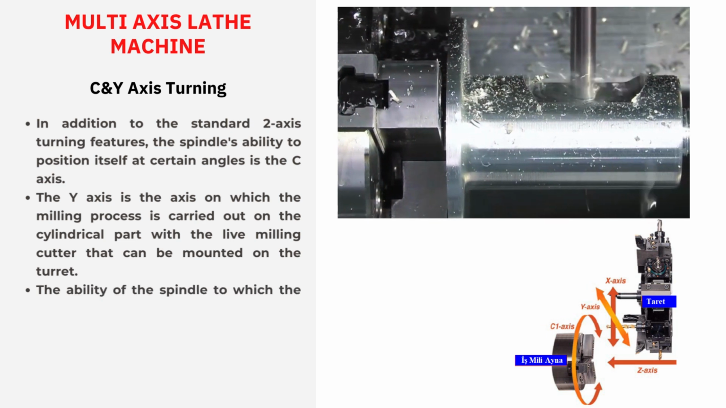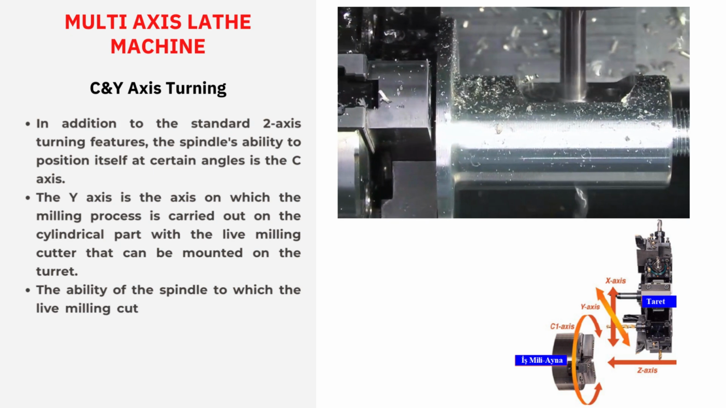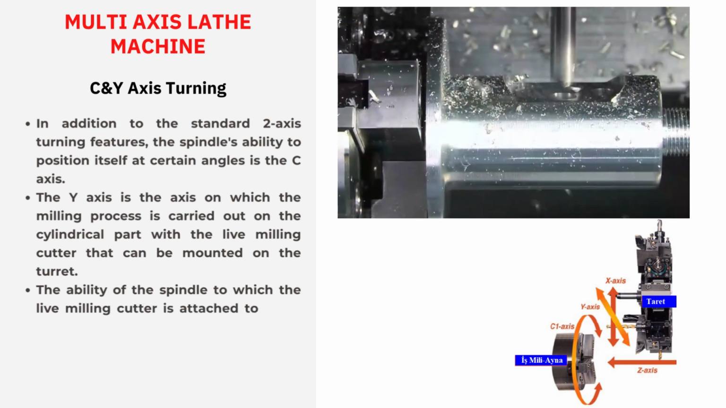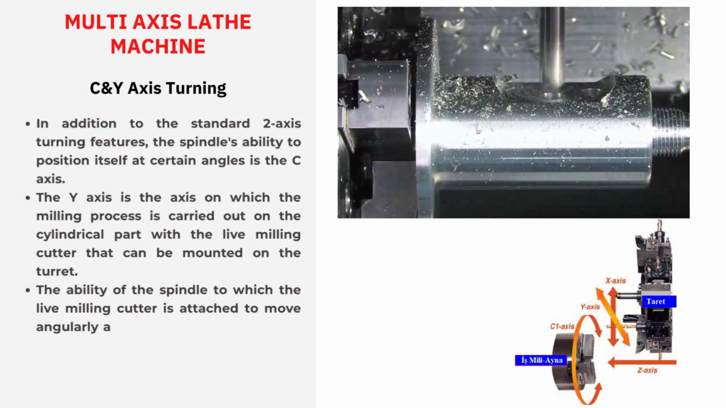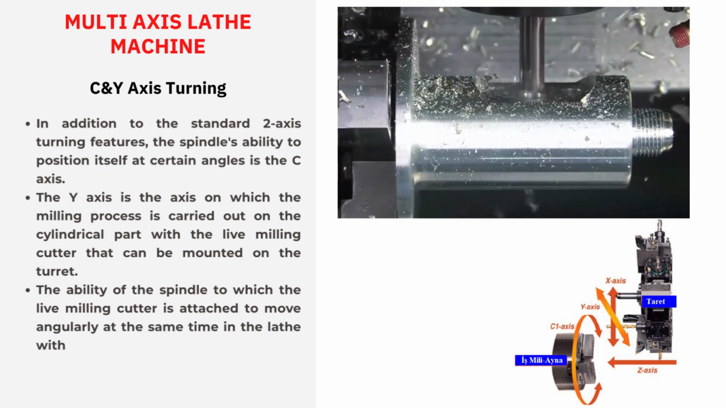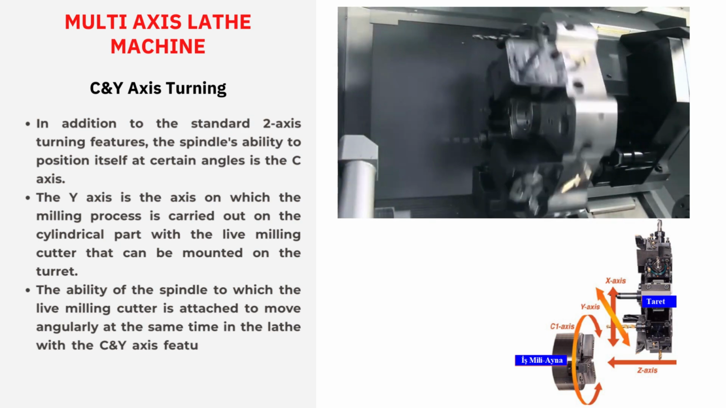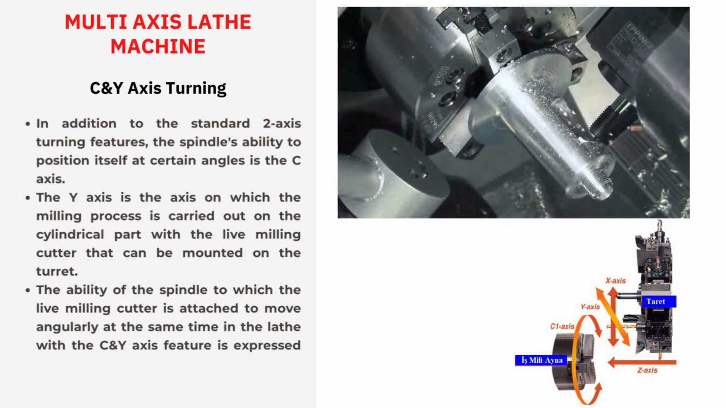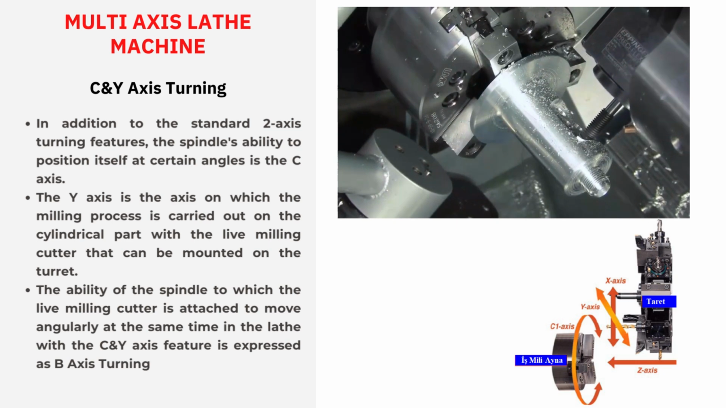The ability of the spindle to which the live milling cutter is attached to move angularly at the same time in the lathe with C and Y-axis features is expressed as B-axis turning. Rather than take a turned part to a second machine tool when it needs a slot milled or a hole drilled, lathes equipped with live tools can do simple milling, drilling, and tapping, right on the turning center.